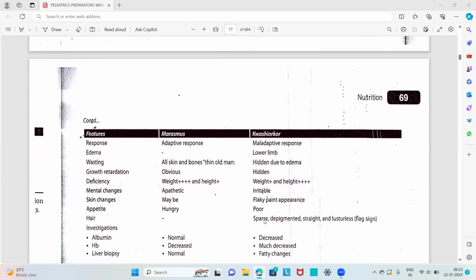And then we have features like response. There will be an adaptive response in the case of marasmus. There will be a non-adaptive, maladaptive response in the case of kwashiorkor, so there will be production of edema on the lower limbs. Then we have the wasting, all skin and bones, therefore it looks like a thin old man. And the wasting is hidden due to the edema in the case of kwashiorkor. And the growth retardation is obvious in the case of marasmus.